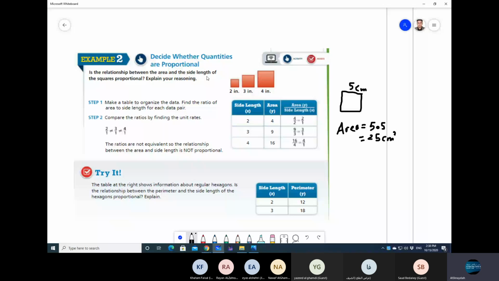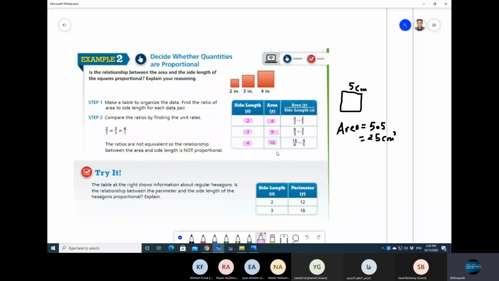If we have a square with a side length of 2, the area is 4. Why? Because 2 times 2 gives you 4. If the side length is 3, the area is 9. Why? Because 3 times 3 gives you 9. If the side length is 4, 4 times 4 gives you 16.